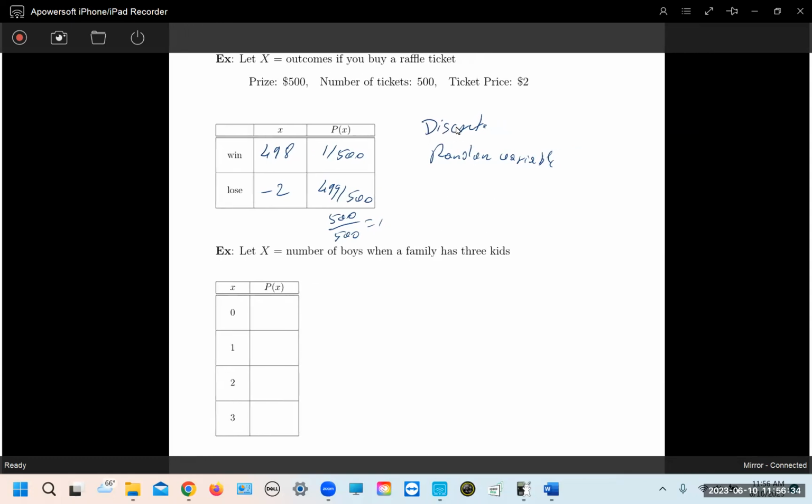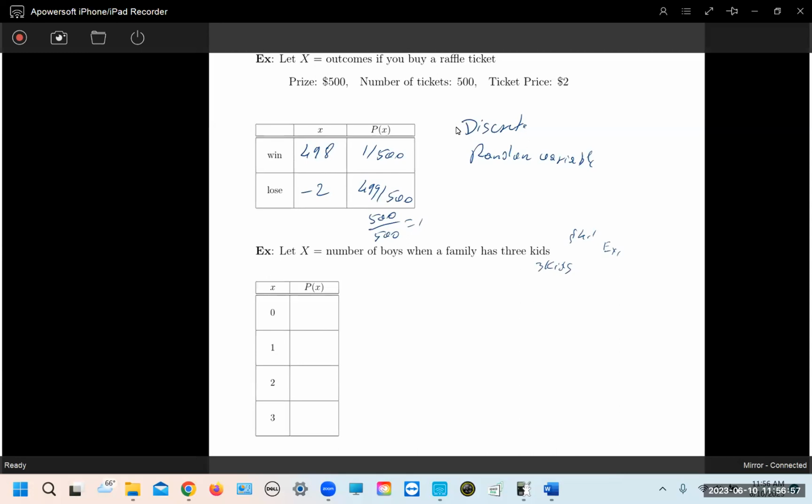So we go for the next one. Let X be the number of boys in a family with 3 kids. This one is in the chapter, in section 4.1, example 1. So the total is 3 kids, right? So we have 3 kids.